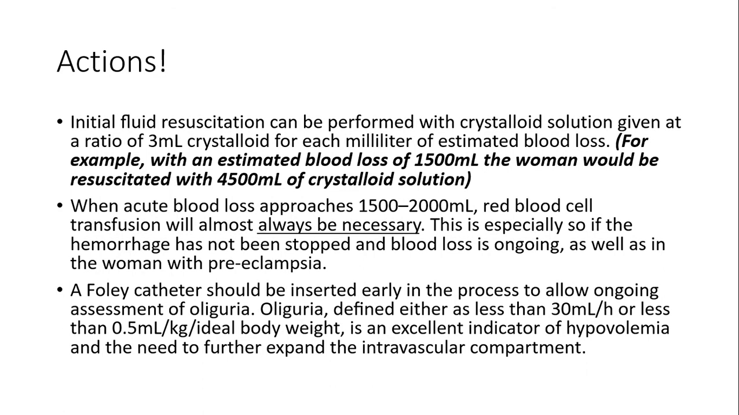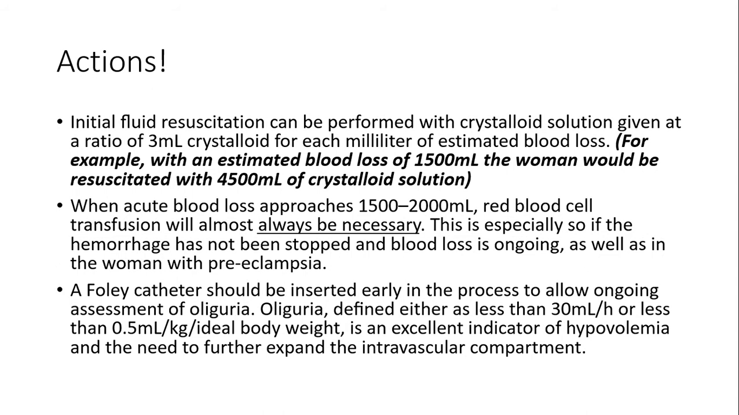Initial fluid resuscitation can be performed with crystalloid solutions, given at the ratio of 3 milliliters of crystalloid for each milliliter of the estimated blood loss. For example, if the estimated blood loss is 1.5 liters, the woman would be resuscitated with 4.5 liters of crystalloid solution. So for 1 milliliter of blood loss, you need 3 milliliters of crystalloid solutions.